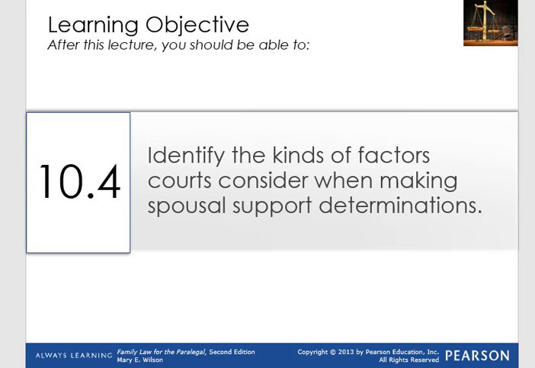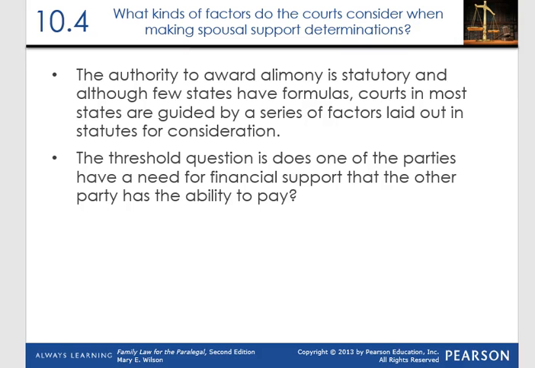Identify the kinds of factors courts consider when making spousal support determinations. The authority to award alimony is statutory, and although few states have formulas, courts in most states are guided by a series of factors laid out in statutes for consideration. The threshold question is, does one of the parties have a need for financial support that the other party has the ability to pay?